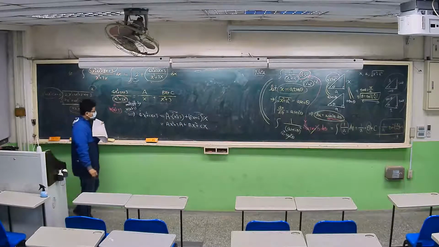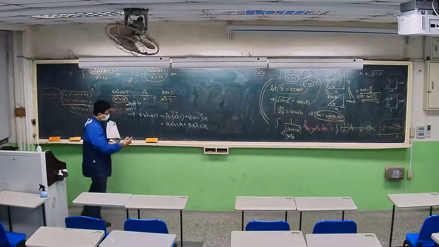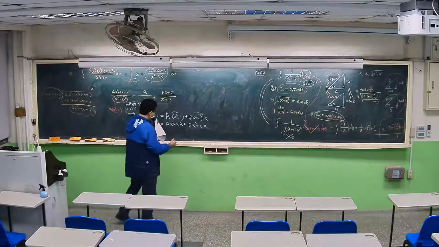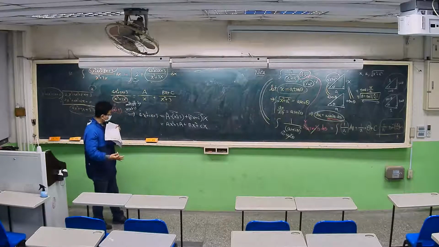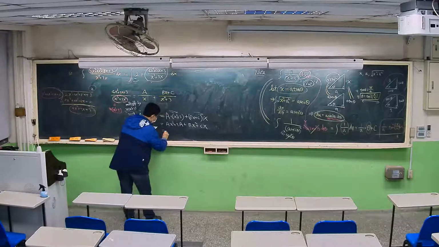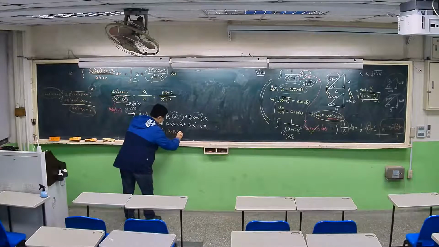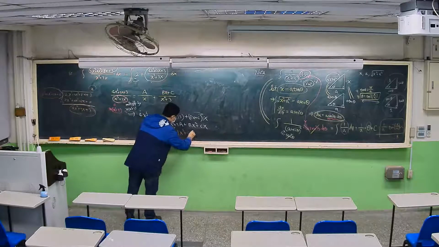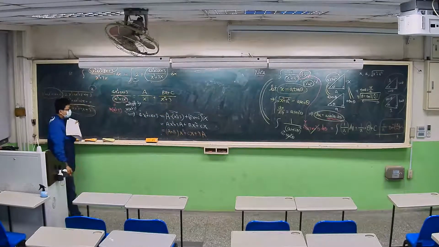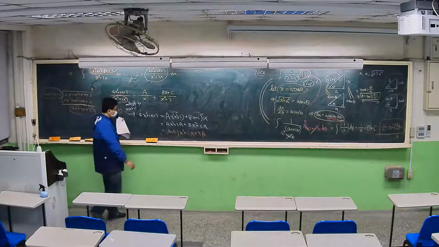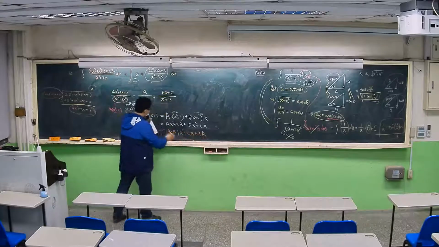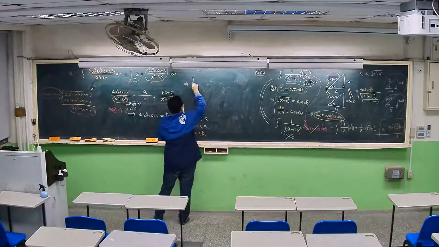Actually, for this one, we could use compare coefficients to solve it. If it has an irreducible quadratic, then we could compare coefficients and solve it. So for x squared, we could combine them: A plus B x squared, plus Cx, plus 3A. So for the constant, we have three equations.